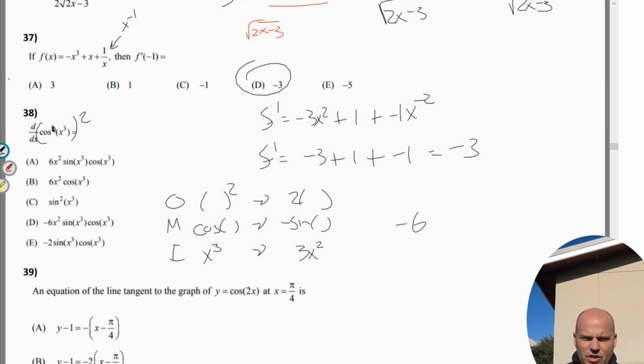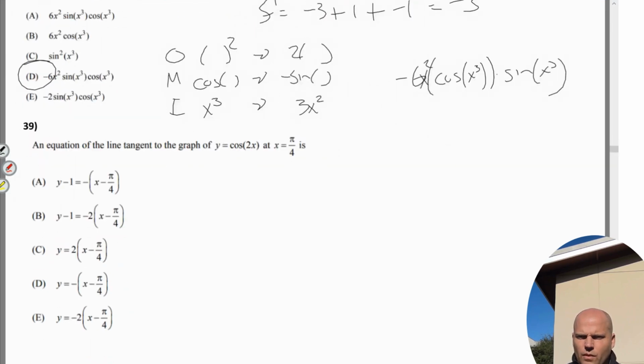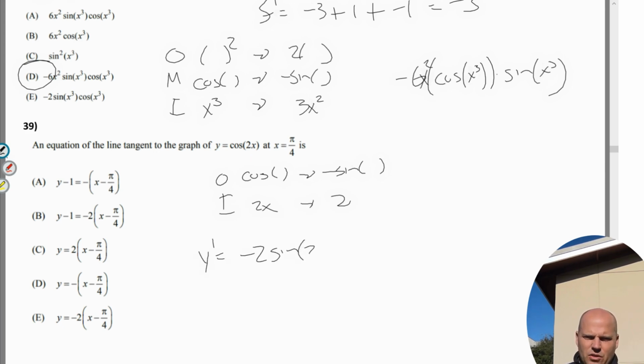Okay, so I got negative 6 cosine x cubed times sine x cubed times x squared. I feel like I did this problem already. For some reason, students with cosine 2x forget about the 2. They think it's so simple that they don't need to use the chain rule, but they very much do.